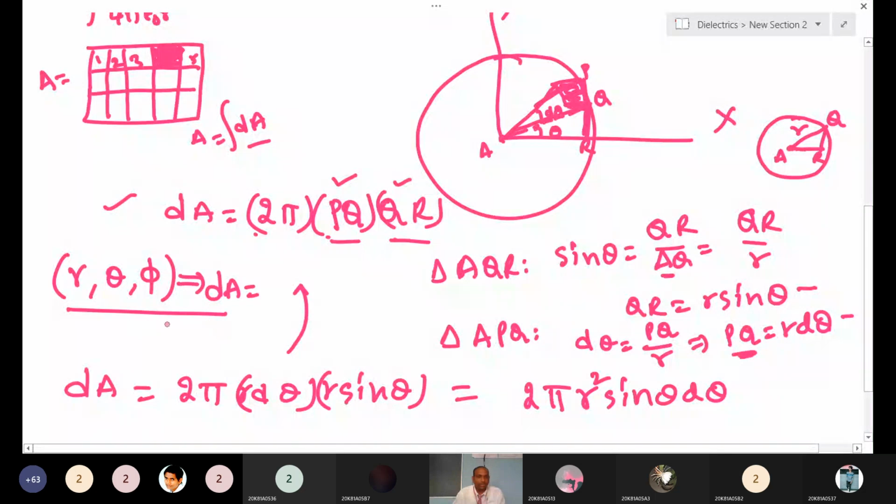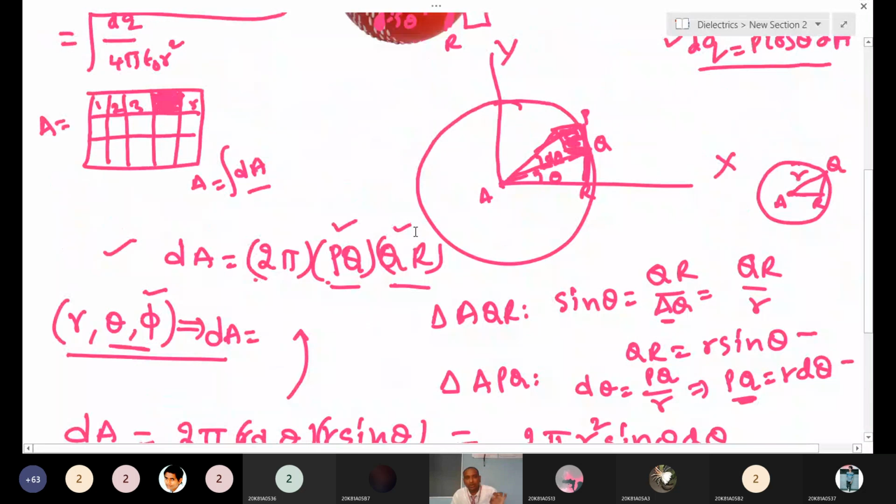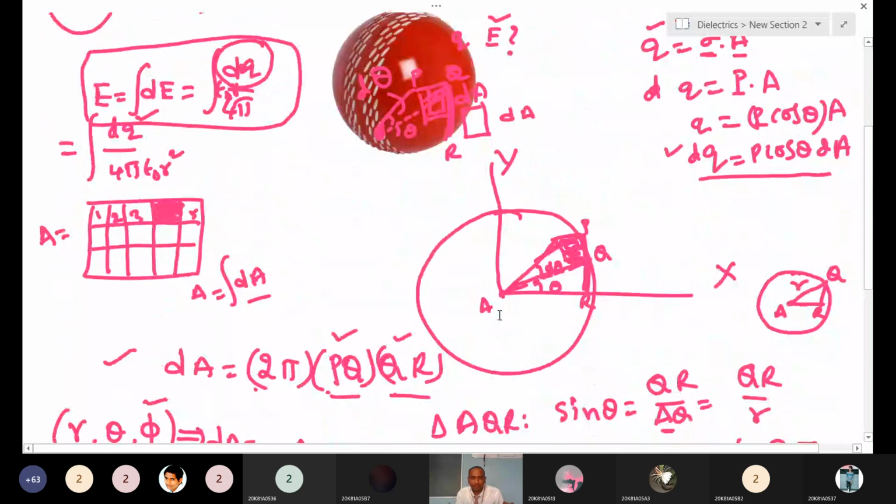So this one is the area element. If you take along these two angles, phi will vary 0 to 2 pi, theta will vary 0 to pi, and r is 0 to R. Here also you can estimate the same thing and you will get the same answer, but that is a little bit difficult. You follow this one, it is easier. Now we are only estimating the area element. After that, what is the dq now?